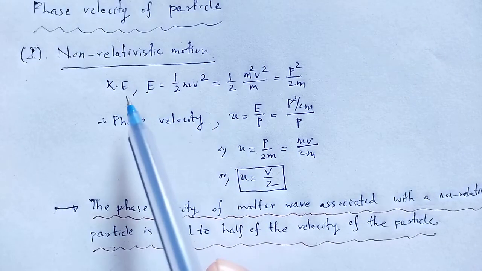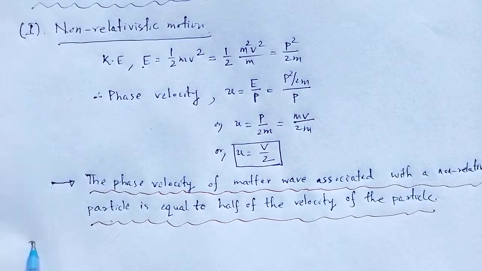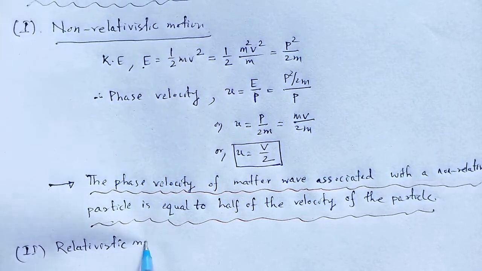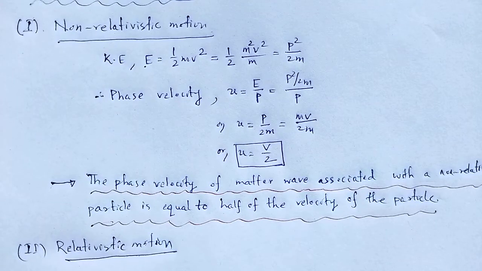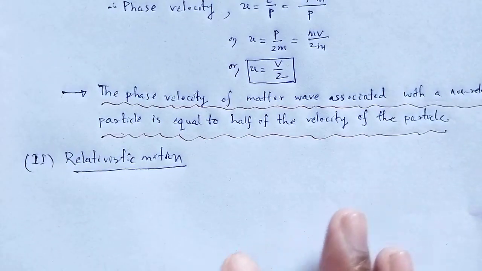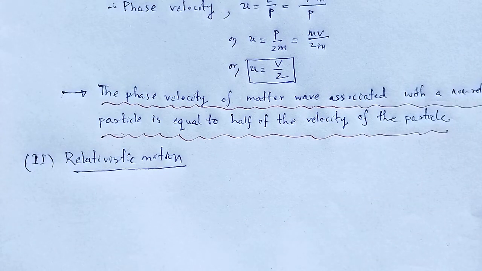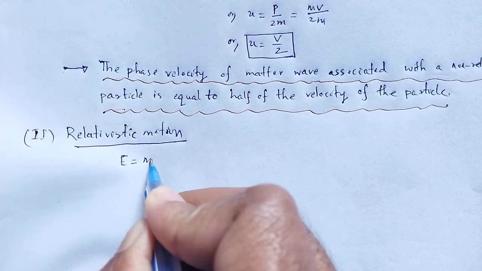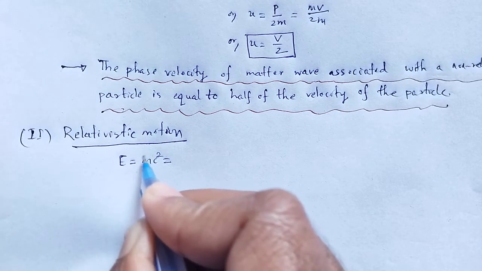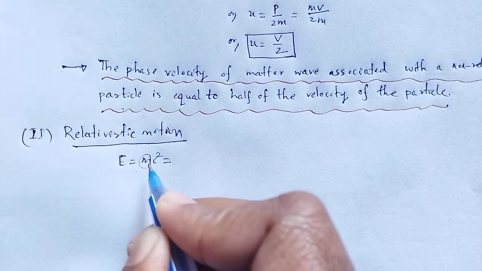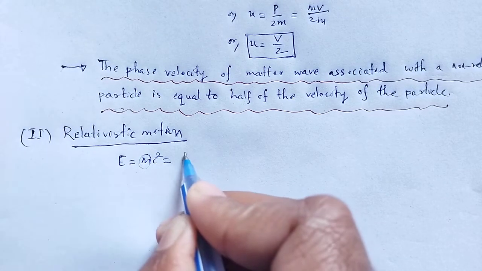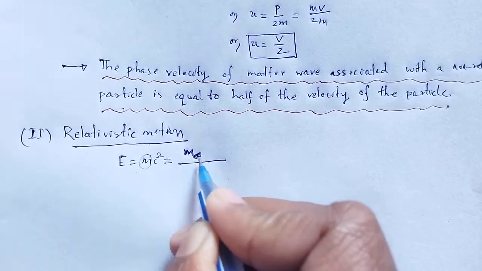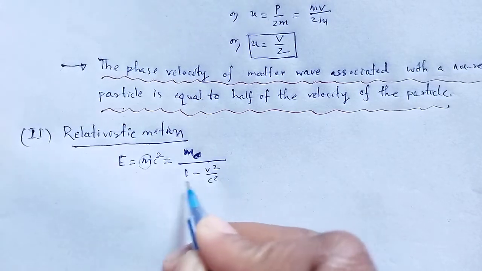Now again, for relativistic motion, what happens? What should be the phase velocity of the particle? For a particle of rest mass m naught, moving with a velocity comparable to the velocity of light, we know E is equal to m c squared. Here m is the mass of the particle when it moves. In the relativistic case, the expression for mass changes to m naught, the rest mass, divided by the square root of 1 minus v squared by c squared.